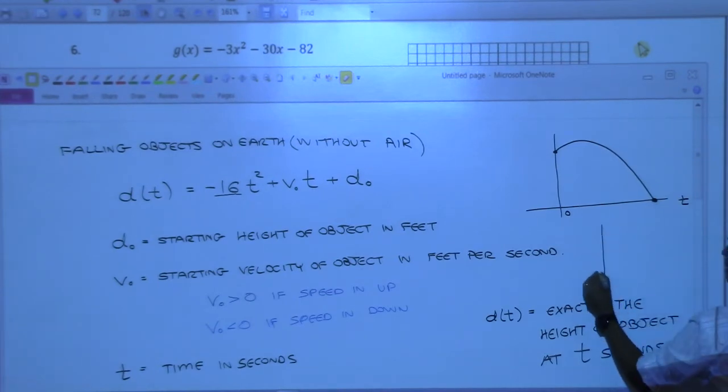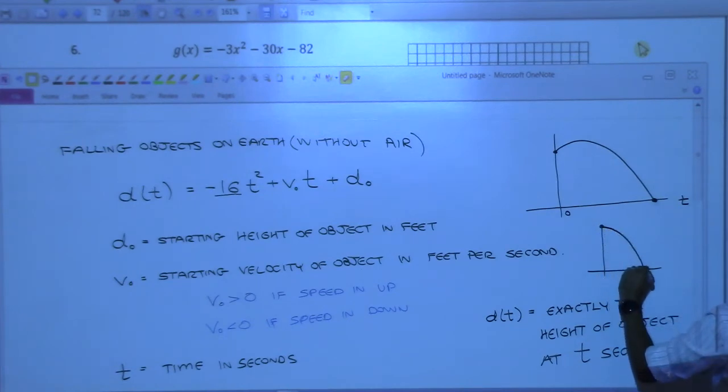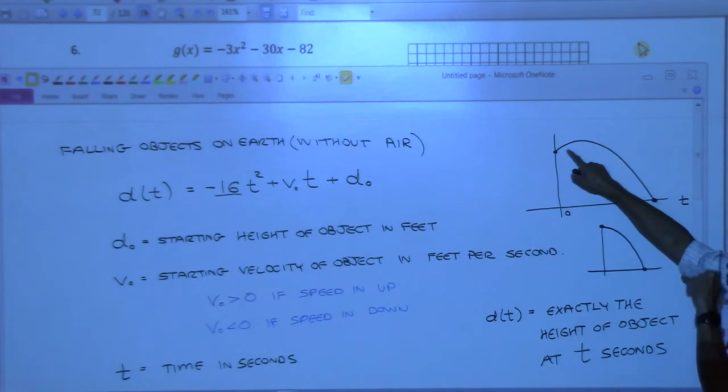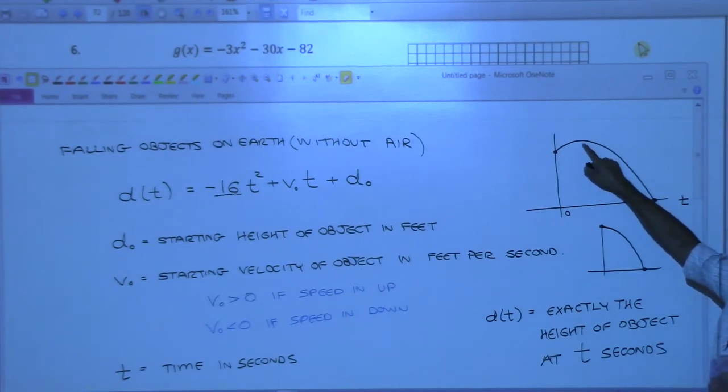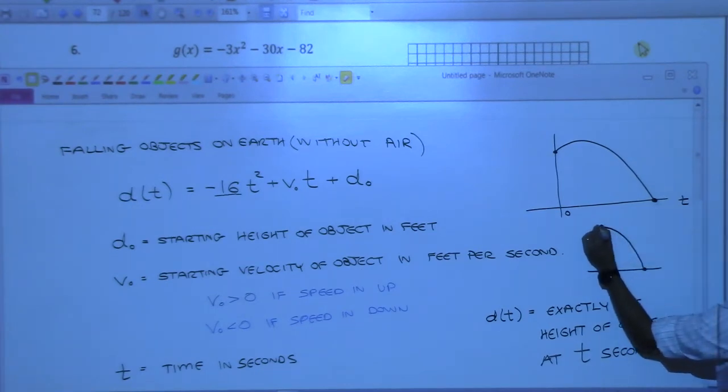Here's another possibility. That could actually be your vertex, right? So you notice here, this point was a y-intercept, but it wasn't your vertex. Here, it is your vertex. Do you see that? Well, you're assuming it is. You're assuming it goes like that.